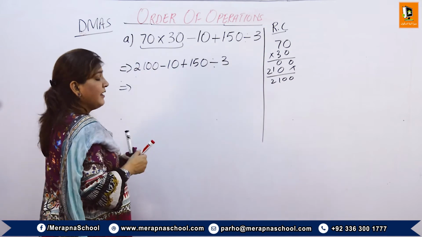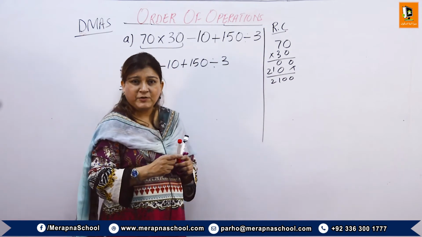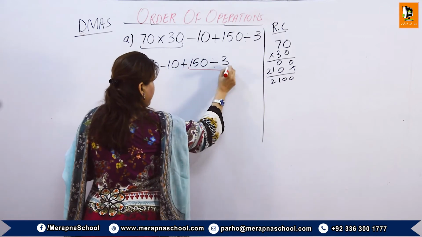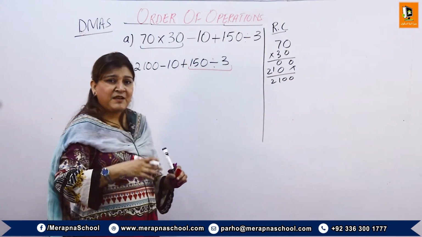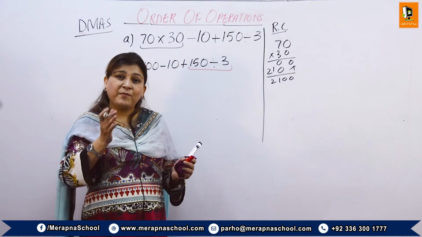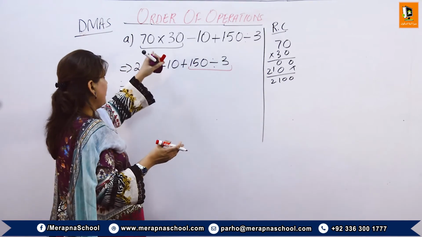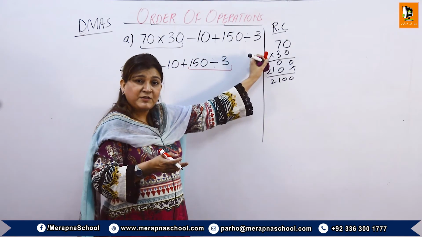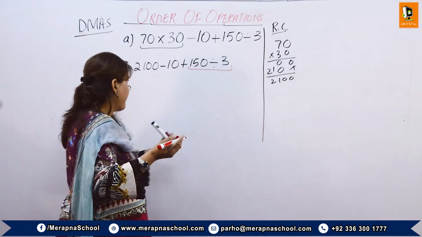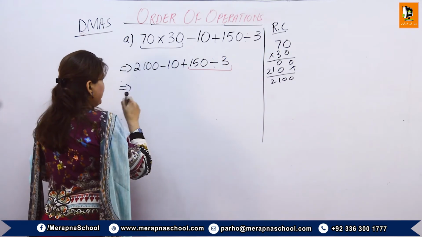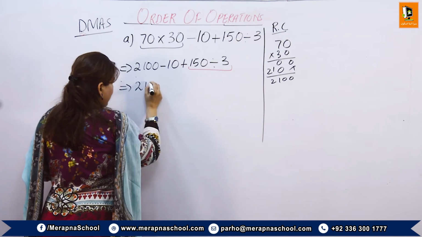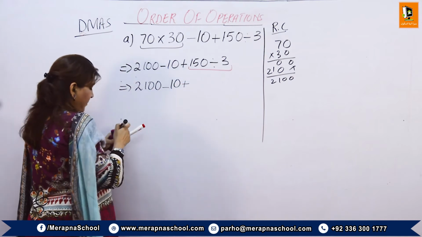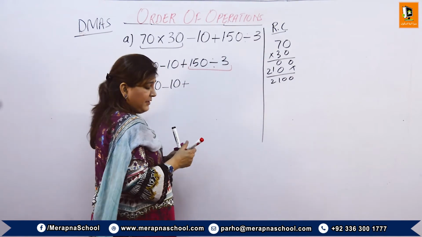Now, again after multiplication we have to solve what? Division, from left to right. In division and multiplication, we have to move from left to right. Now, as you see in this question, we have multiplication on the left and division on the right hand side. So, now we solve the right hand side division. So, first of all we write simply 2100 minus 10. Now, plus sign we have to copy and then we divide 150 with 3.